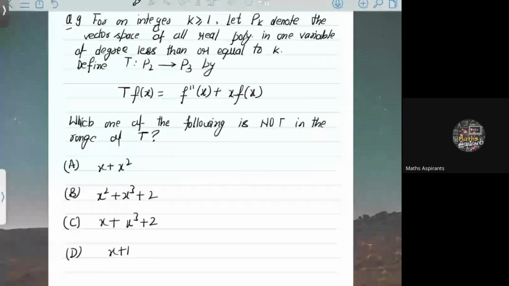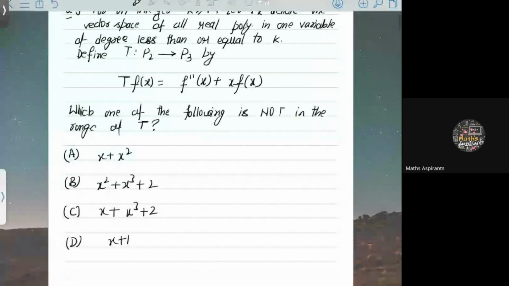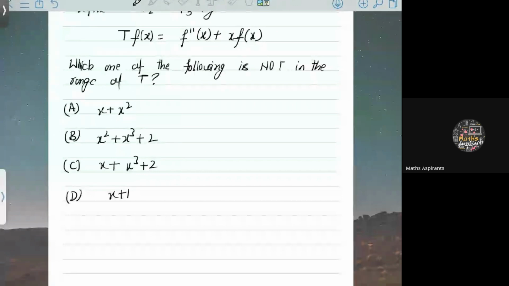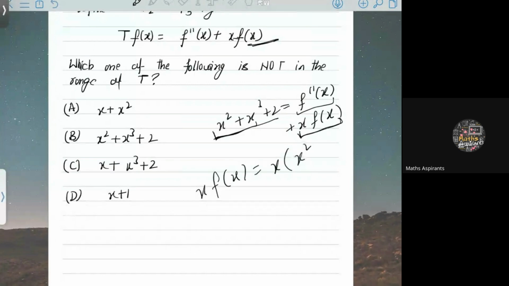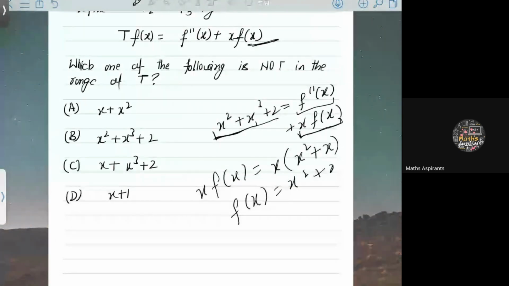Let us look at option B first. Option B has the answer x square plus x cube plus 2. Let us try to see whether this can be made of this form for some f(x). Here we have similarity with this term: x f(x) equals x times (x square plus x). So by hit and trial, let us take f(x) to be x square plus x and see whether this works or not. Its double derivative is 2. Fine.